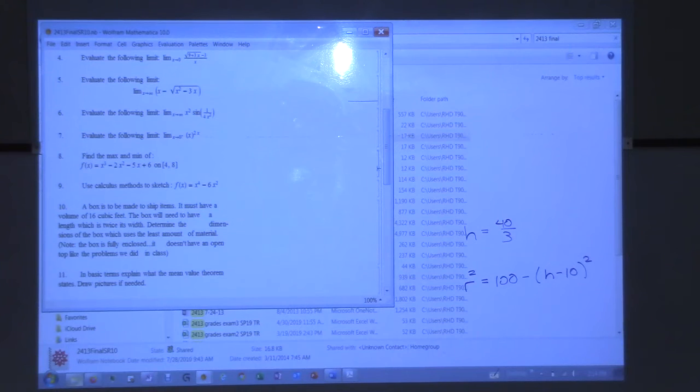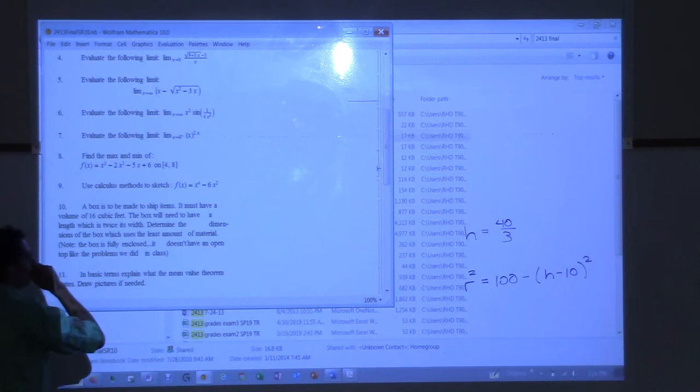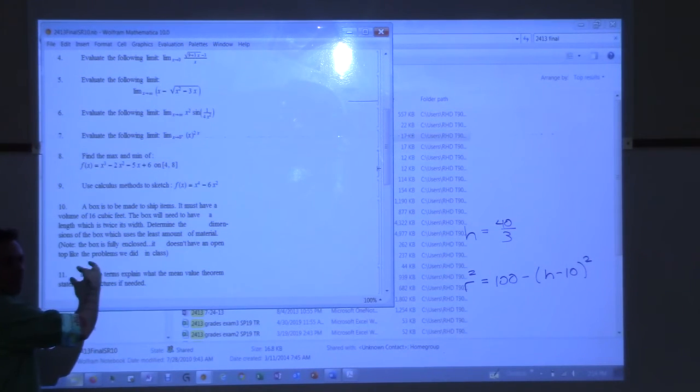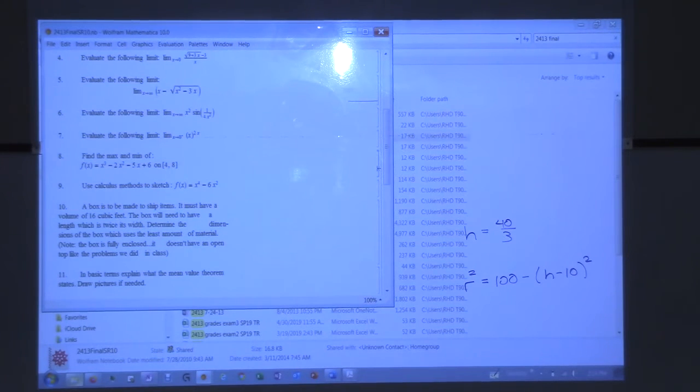I just randomly pulled up a problem from a way old, that's 2010, 2010 Cal 1 final exam. And I guess I gave an optimization problem where it had to do with a box. That's a problem that you'll find in your homework, a problem like that, okay? Just to give you an idea of a problem I've asked before.